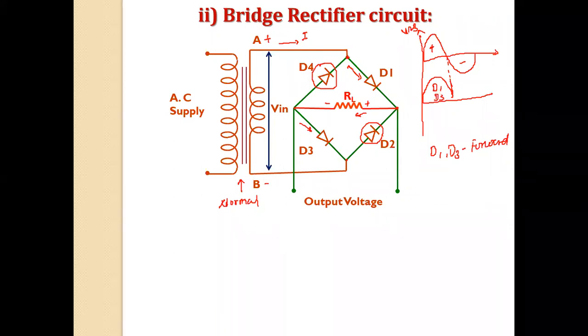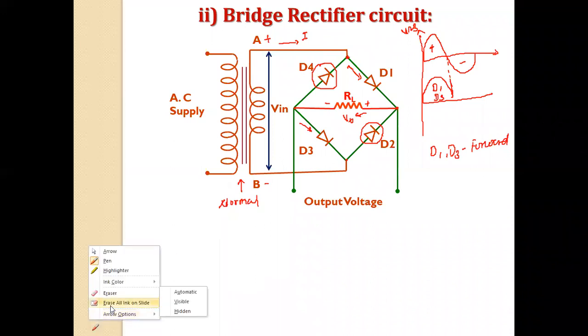So this is the output. For every positive half cycle, diode D1 and diode D3 act in forward bias, and you will get that output across the load resistor RL. Here we always measure that output. Get it, my point? And now see what happened for every negative half cycle.